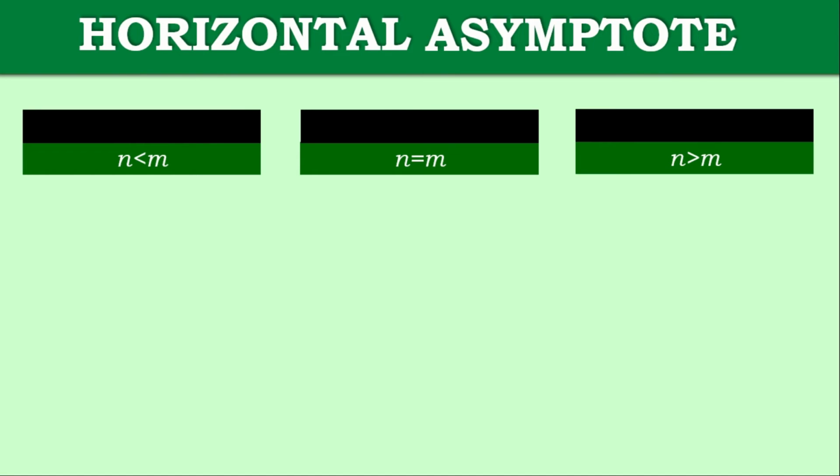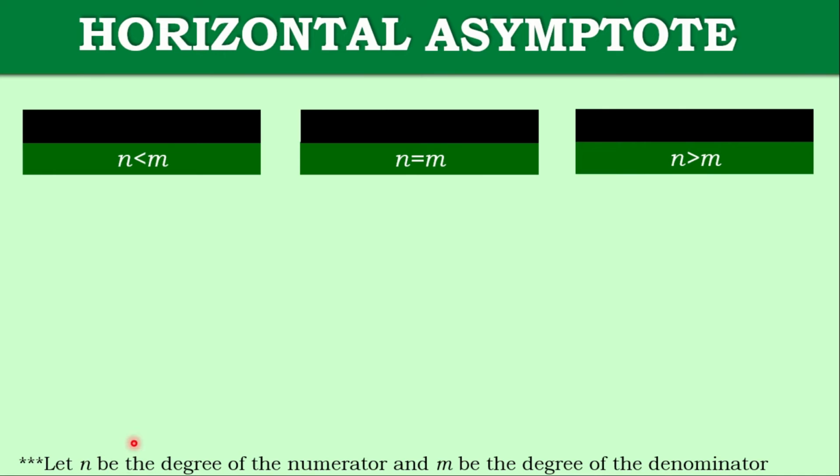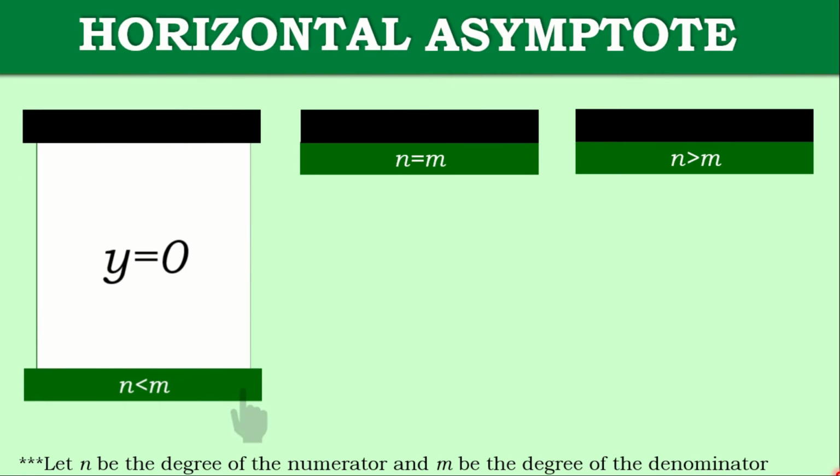Here we have 3 conditions. We have n is less than m, n is equal to m, and n is greater than m. So what do we mean by n and m? n here is the degree of the numerator, the highest degree of the numerator of the given rational function. And m is the highest degree of the denominator. If n is less than m, the horizontal asymptote is y is equal to 0. So that's it. If the given rational function has n less than m, then automatically our horizontal asymptote is y is equal to 0.